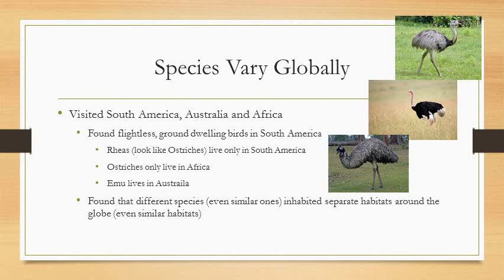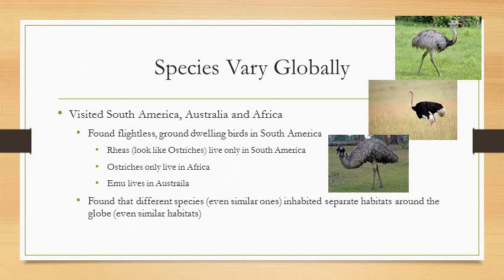And then this guy here is the emu, and he lives in Australia only. And so what he found was that even though there are different places across the globe, so South America, Australia, and Africa, very different places, he found species that were similar yet different. So he found that different species, even ones that were similar like these three, inhabited separate habitats around the globe, even though some of these habitats were similar.